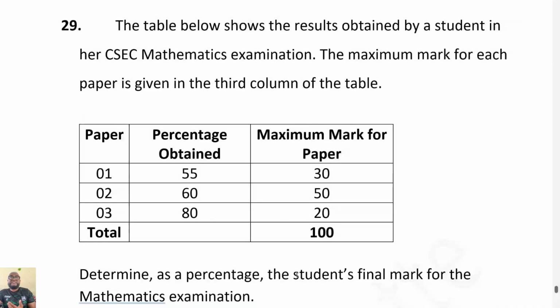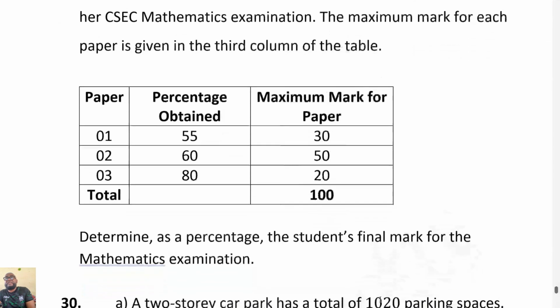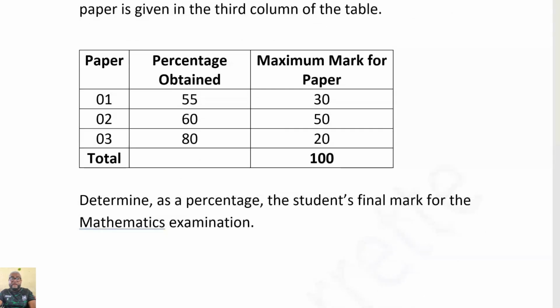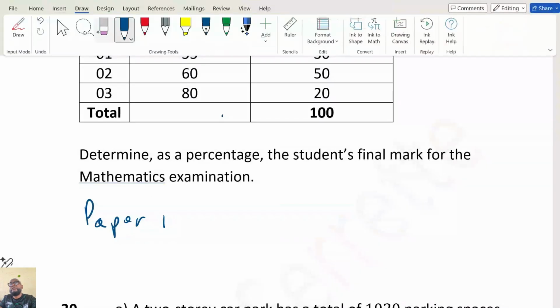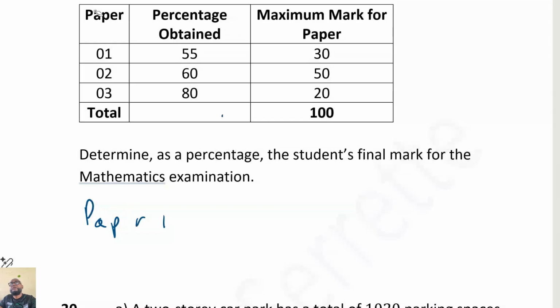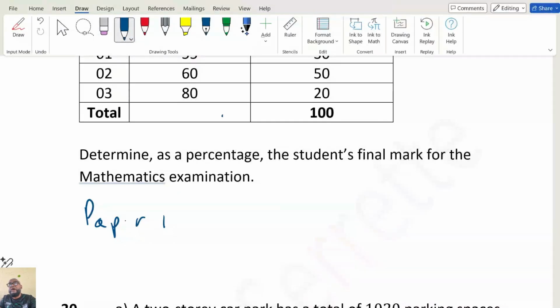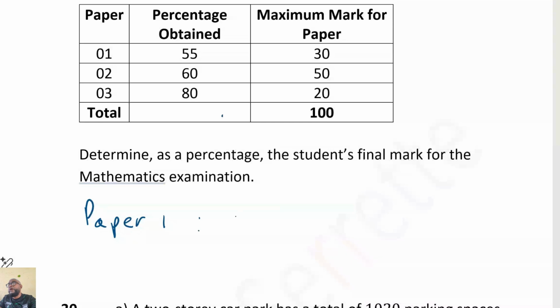Determine as a percentage the student's final mark for the mathematics examination. So we have to find each one and then add them up. You're correct. Very good. So we do it for paper 1. We go to my paper. This is how your working should look. This is how a serious student would line up their work, right? Watch it. Paper 1. So paper 1 would be 55 over 100 multiplied by 30 over 1.